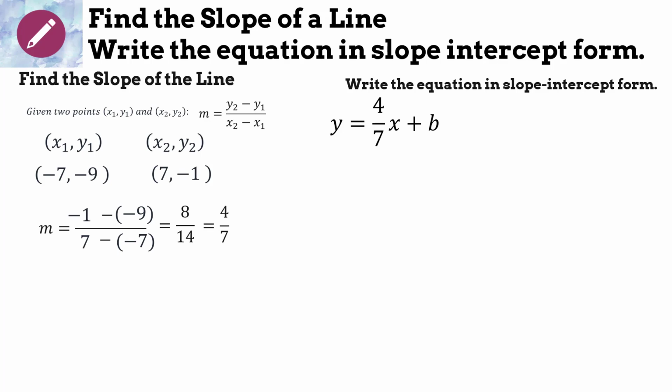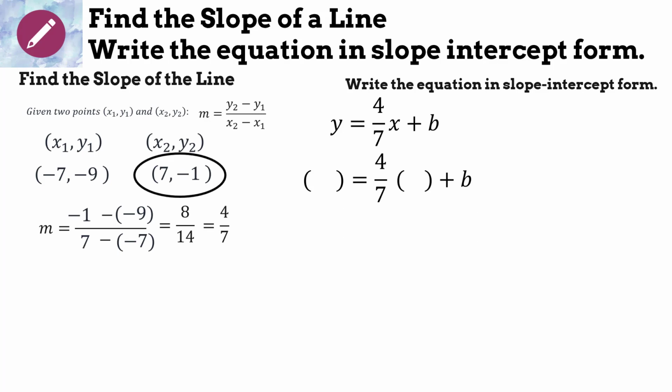The second part asks us to write the equation in slope-intercept form. Well, we already know the slope, which is 4/7. So we're going to write y equals 4/7 x plus b. But we don't know b, we don't know the y-intercept, because neither one of our ordered pairs is the y-intercept. So what we're going to do is pick one of the ordered pairs. It doesn't matter which one.